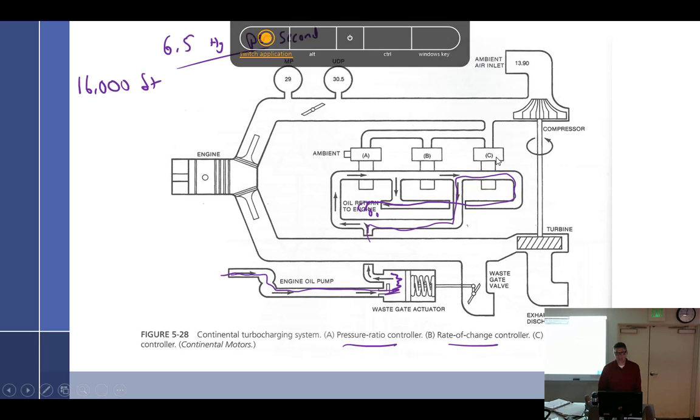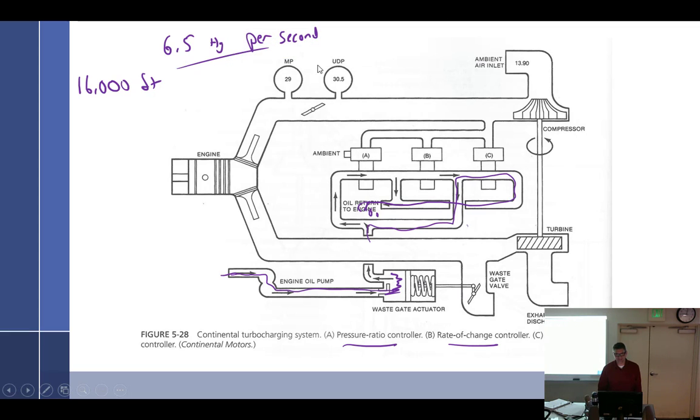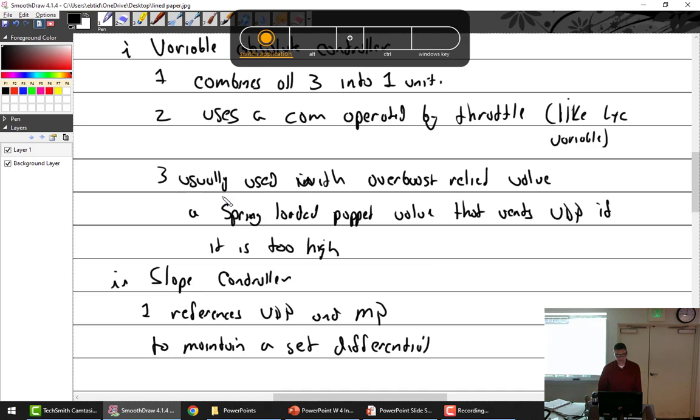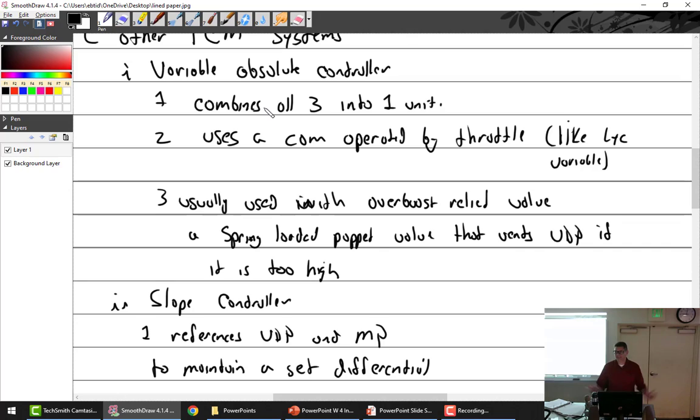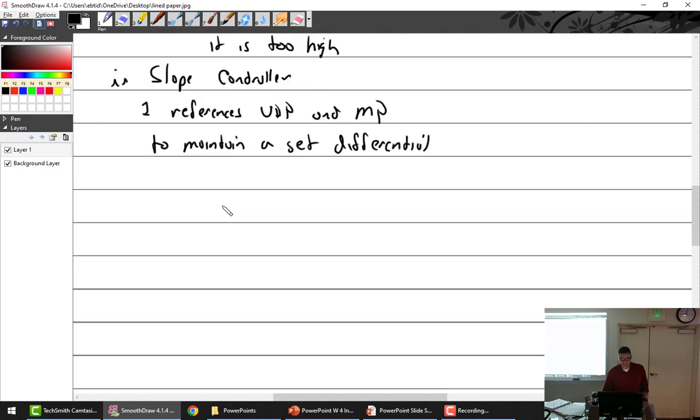Okay, 1, 2, 3. This is typical. But it's not just one system, it's 3 individual modules. Gotcha. And then the one that has variable absolute has 3 modules in one module. 1 module, but you can differentiate because it has the cam operated thing on it, and an overboost next to it, which is just the pop-off valve like Lycoming it kept showing you.